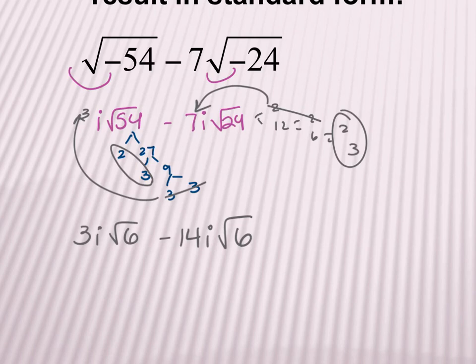Now they both have an i and they both have a root 6, so this becomes negative 11 root 6 i. The i goes last. Okay, just be really careful. If you put the i in between, I'm not going to mark it wrong, just make sure the i is not underneath the square root, because that's what happens.